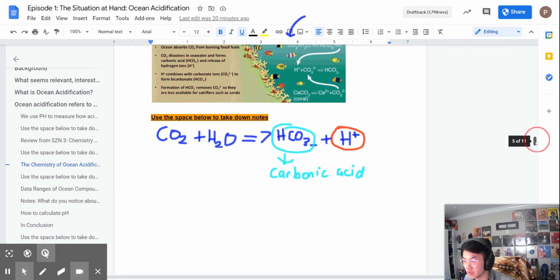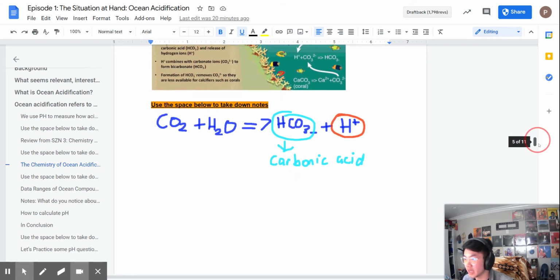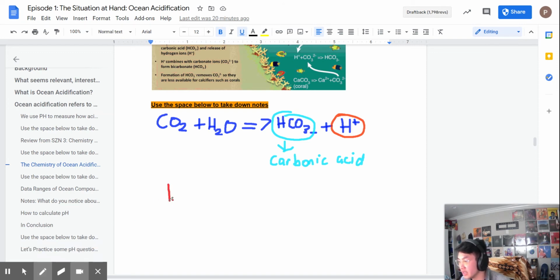So I'm going to scroll down a little bit more. Actually, let me just erase that arrow first. Okay, so I'm going to scroll down just a little more. And then you have that second reaction right there, that second step with the H and the carbonate. So let me just draw that for you guys. So what you have here is that H plus, which is that hydrogen ion, plus the carbonate that's available in the ocean, okay? And that's going to create more carbonic acid.